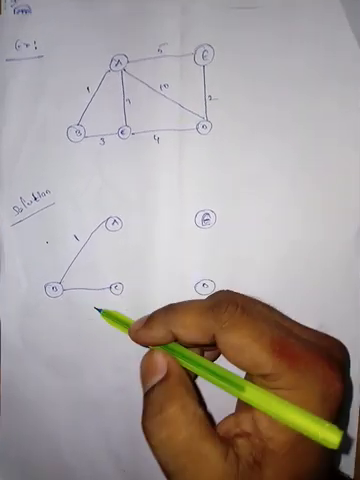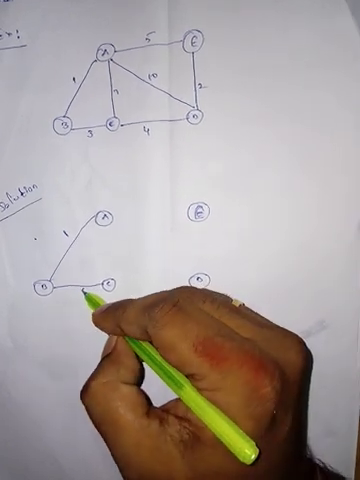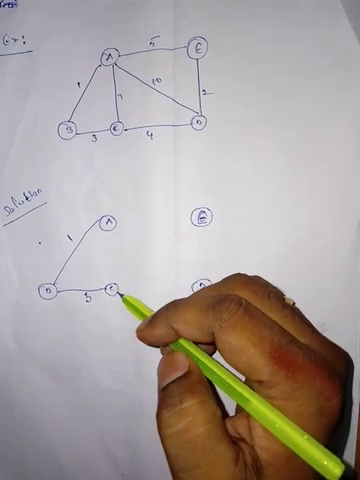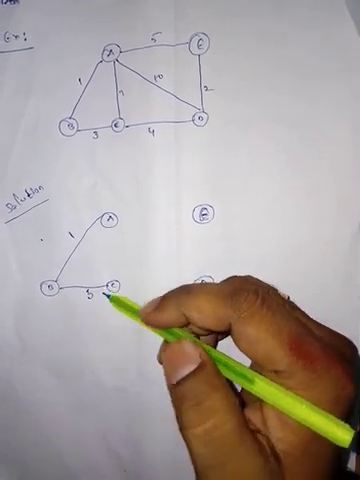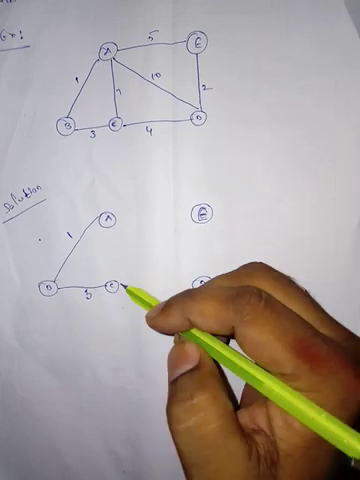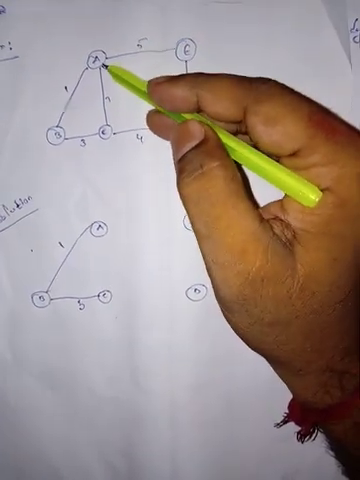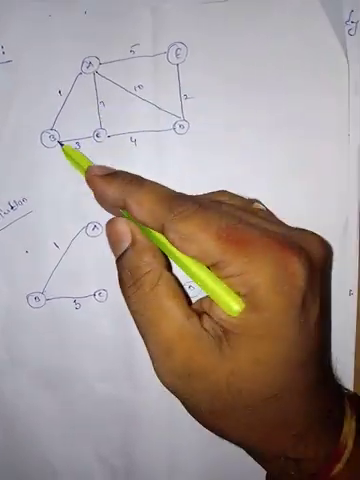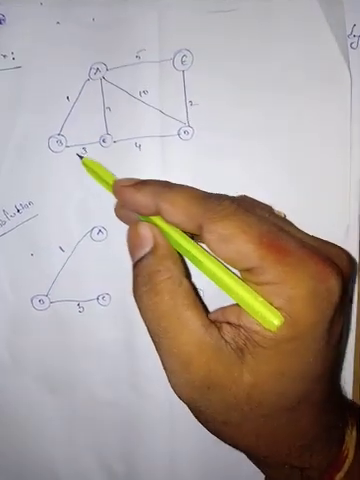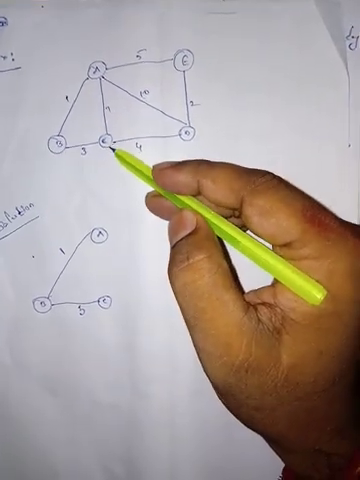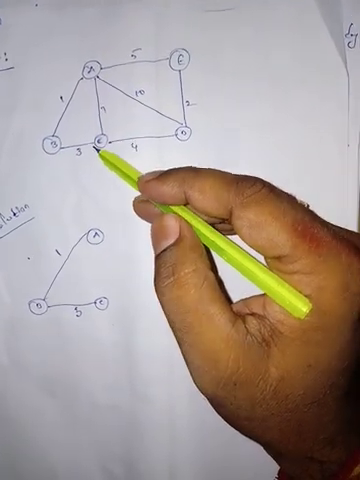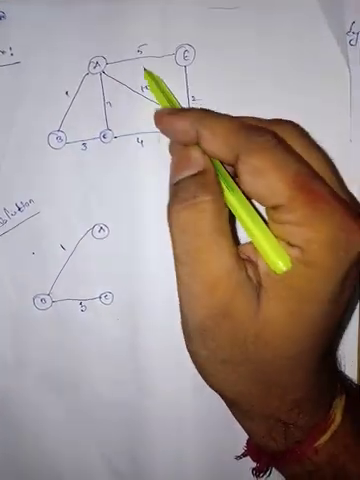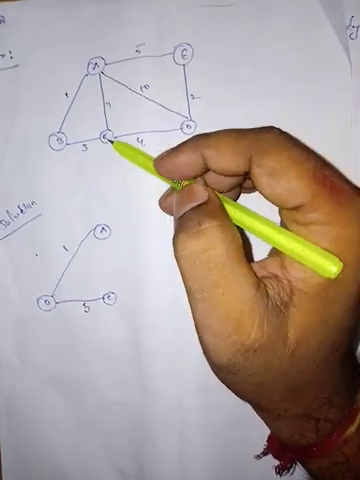Now find all the edges connected with the A vertex, B vertex and C vertex. Here A connected edges are 5, 10, 7 and 1. B connected edges are 1 and 3. C connected edges are 3, 7, 4. These are the edges connected with the A, B and C vertices.